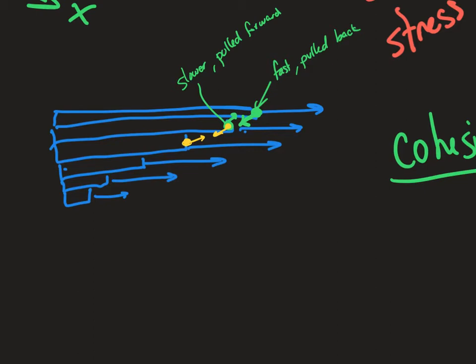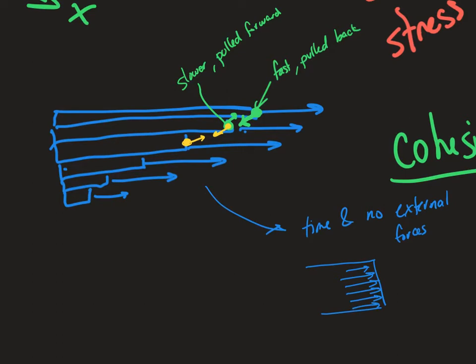This same relationship exists amongst all of these layers, and the net effect is that if you give it time, and all external forces are removed, eventually they'll all be moving at the same speed. All the layers will be moving together. So this profile of faster on the surface and slower near the bed will turn into something more like this if you give it enough time.